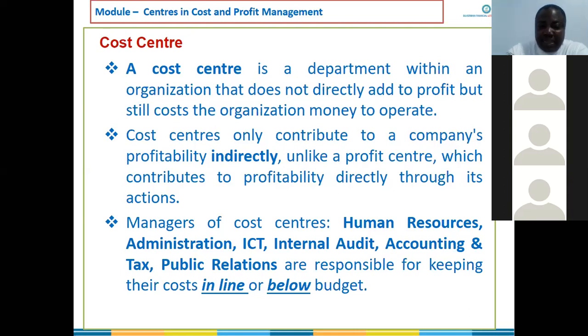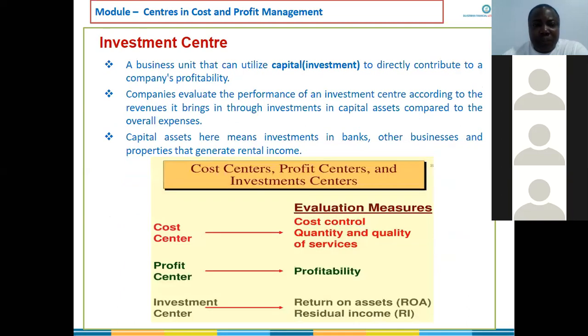I think basically what we are just talking about is on the next slide, and when I move there, we will see it. Let me go. Okay, so when you come, the last one will be the investment center. An investment center is a business unit that can utilize capital, that is investment, to directly contribute to a company's profitability.